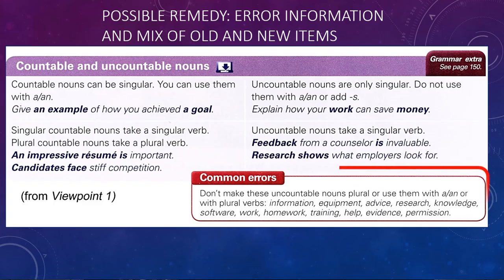So on this screen here, you will see an example of how we have combined items which the learners are already familiar with, but which they are making errors with, along with more recent and newer words. And in the common errors box, we actually insert information directly from the corpus. We want to share this information with the learners. It's not something that researchers and teachers keep to themselves.